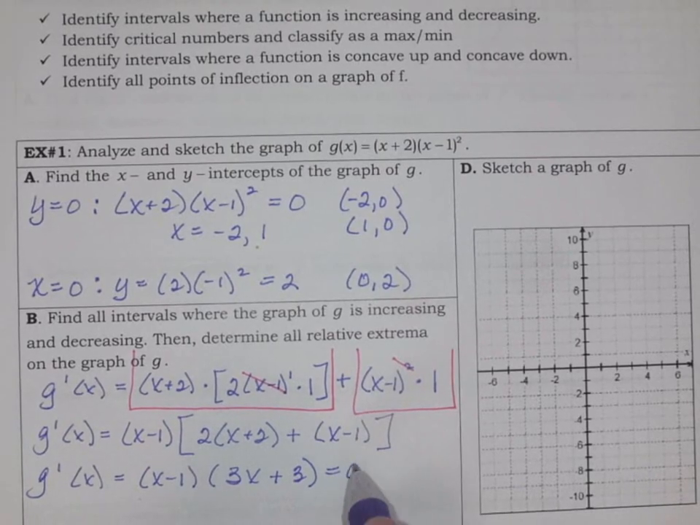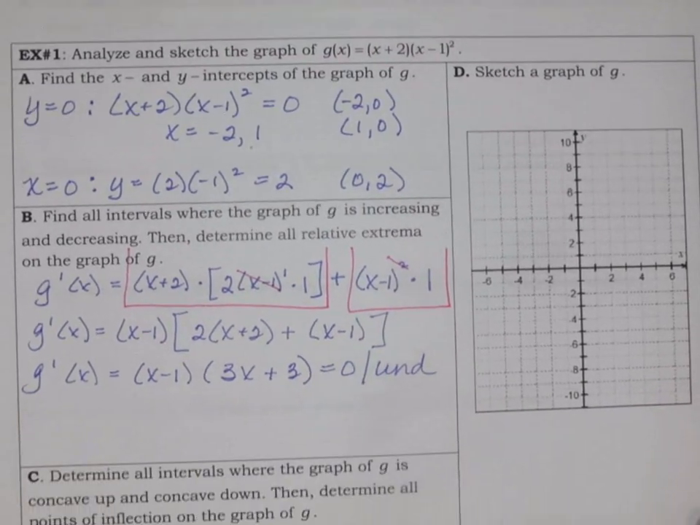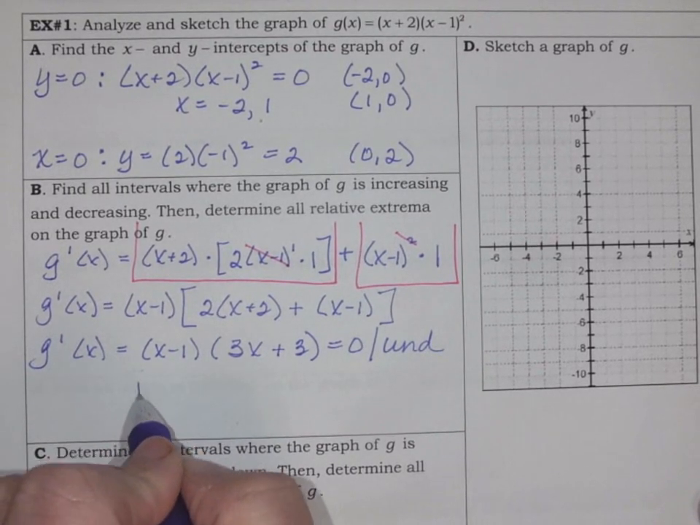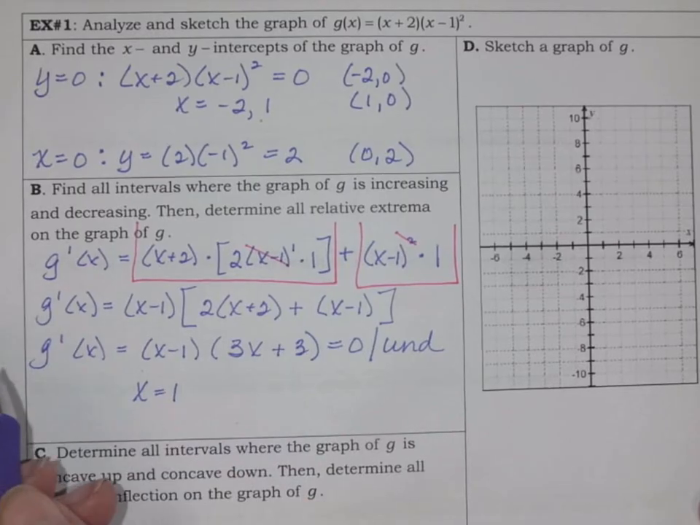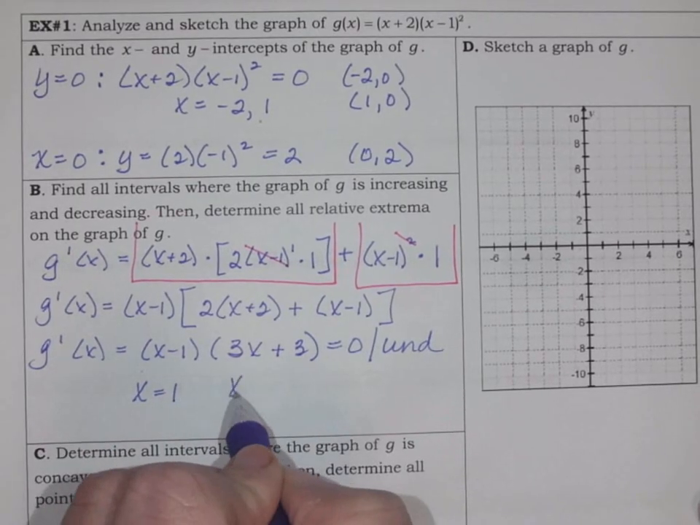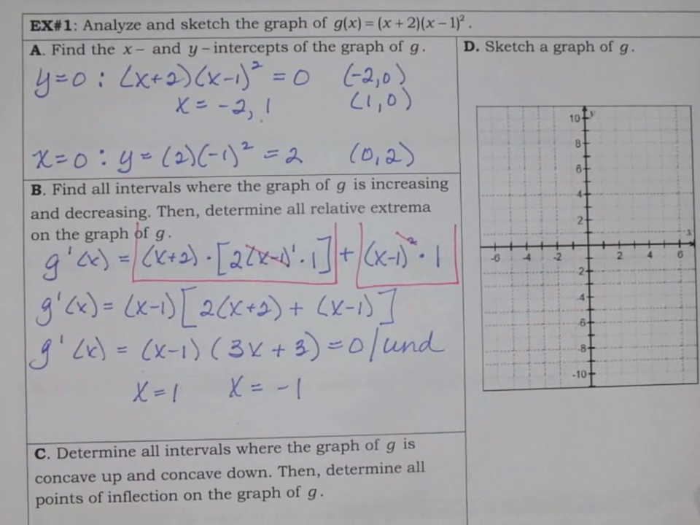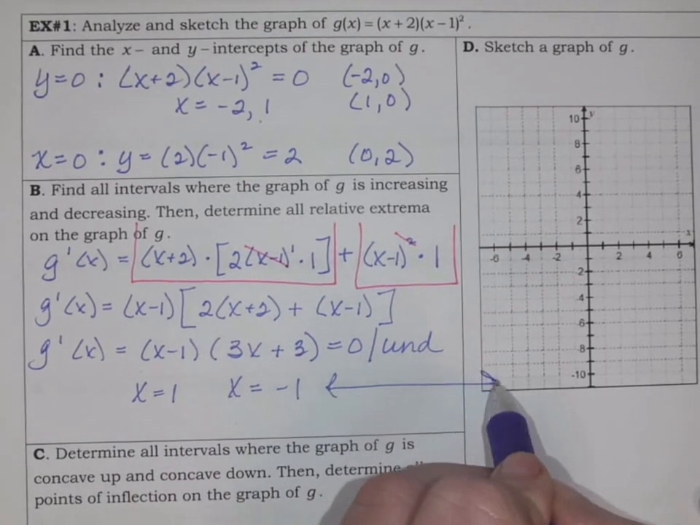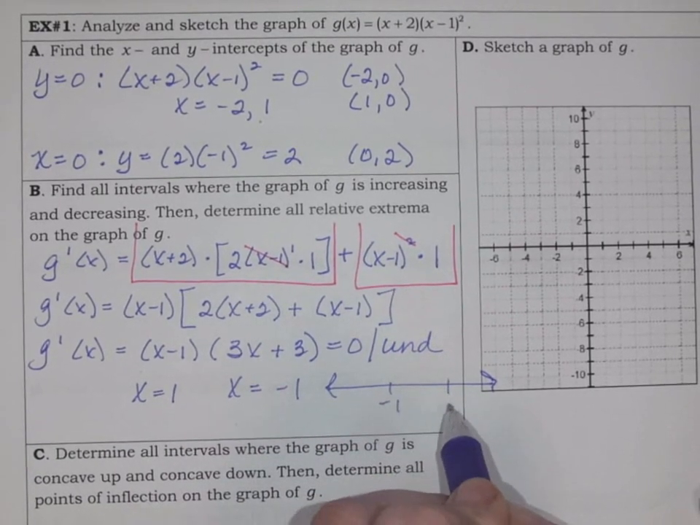So we want to set that equal to 0 or undefined. Well, it's never undefined because that's a polynomial. So it's equal to 0 at x equals 1 and at x equals negative 1. Now we need to do a sign chart for that. So I'm going to do my little sign chart over here. So I have negative 1 and 1.